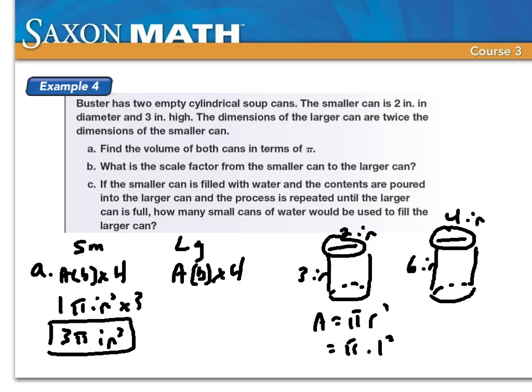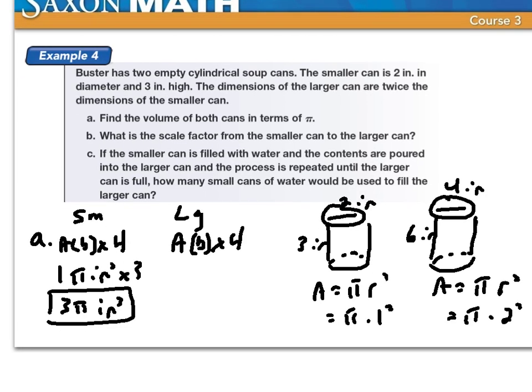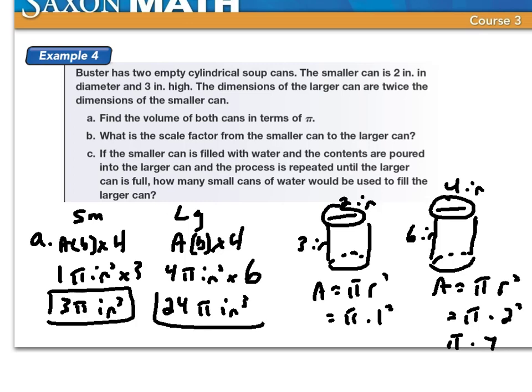And for the larger can, again, area equals pi times radius squared. So we have pi times the radius, which is 2. Well, 2 squared is 4. So we get pi times 4, and the area of the base is 4 pi inches squared. We multiply that by the height, which is 6. Well, 6 times 4 is 24 pi inches cubed.